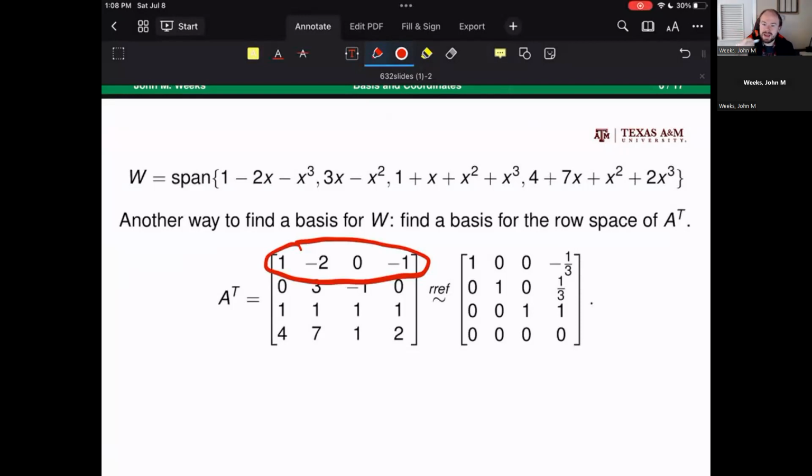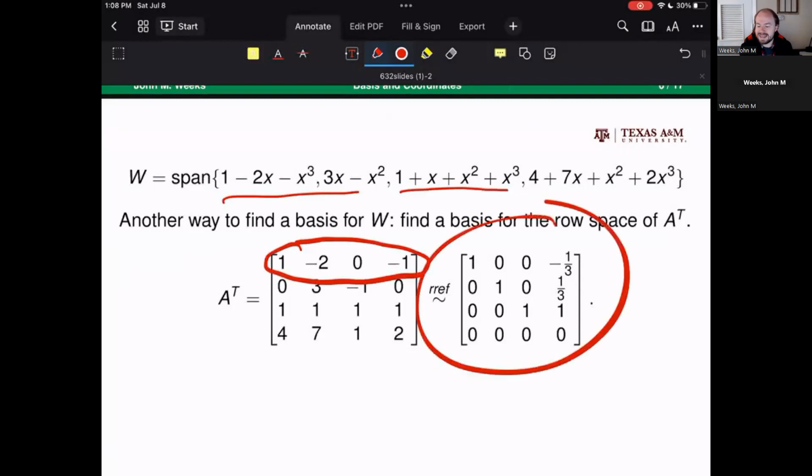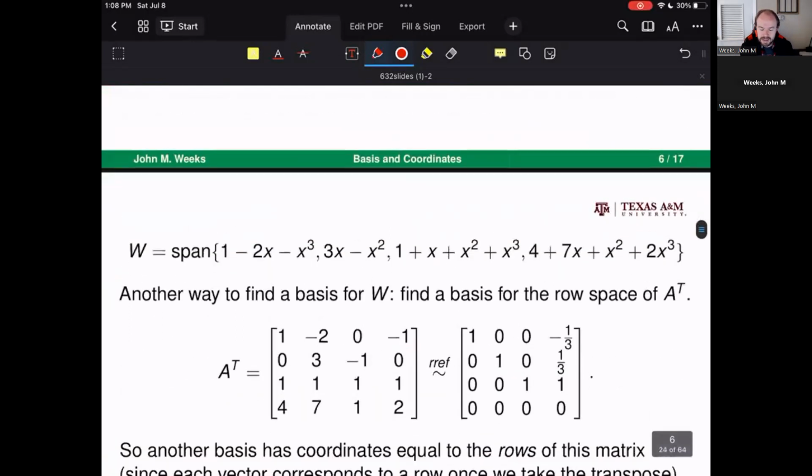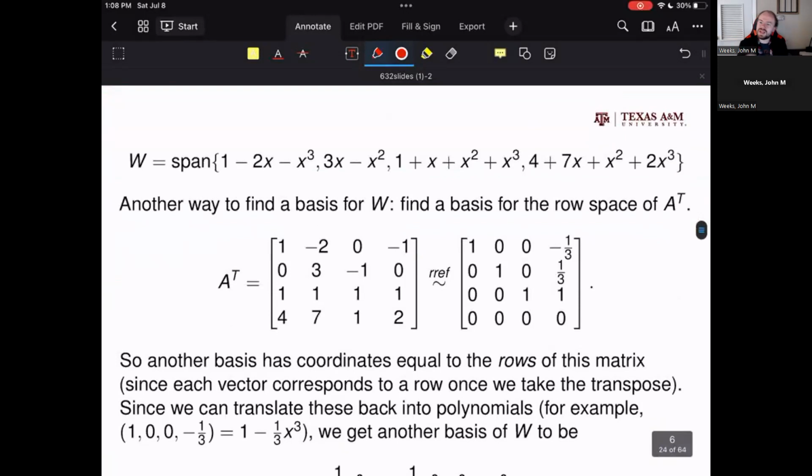I've got all of my elements that generate my subspace as rows now for this matrix. And once I go and do reduced row echelon form, again using Wolfram Alpha, I get this matrix right here. So this basis now has coordinates equal to the rows of this matrix, since each vector corresponds to a row once we take the transpose like we did over here. So we can write each of these rows now as basis elements for the subspace W that we're looking at.